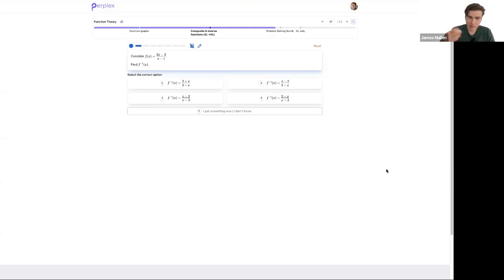So like I said, the procedure for finding the inverse function, I start by writing y is equal to (3x minus 2) over (x minus 1). And I prefer to swap the x and y at the beginning. So I write x is equal to (3y minus 2) over (y minus 1). And now I'm going to try and isolate y. So how do I do that?